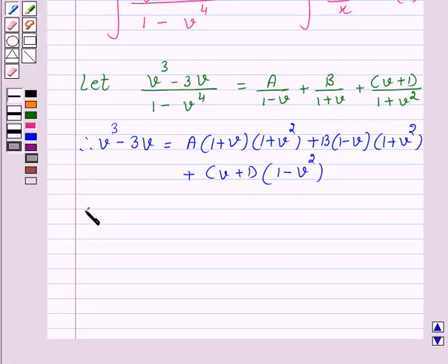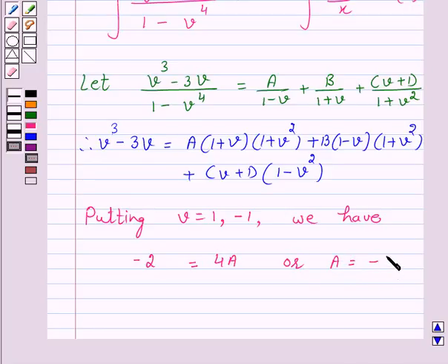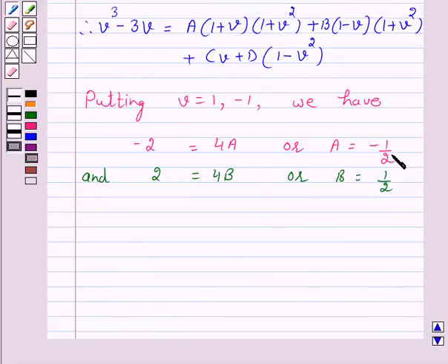Now by putting v = 1 and −1, we have, let us put v = 1, then 1 − 3, that is −2, is equal to 4a, or a = −1/2. And if we put v = −1, then we have 2 = 4b, or b = 1/2. So we have a = −1/2, b = 1/2.